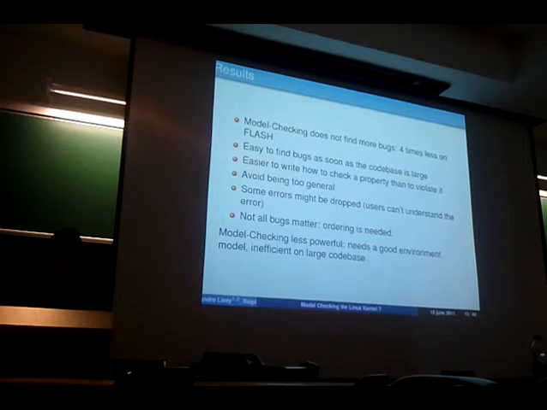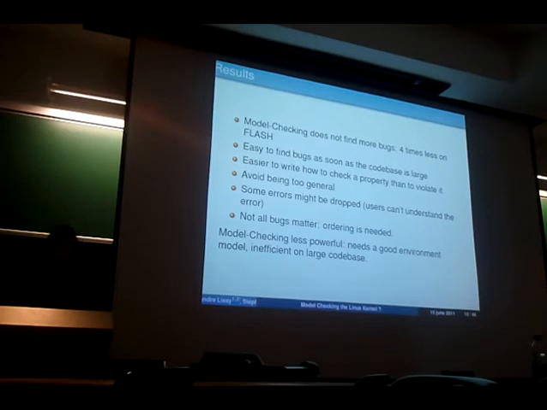And another point is that not all bugs matter the same way. You have to order bugs so that the user can decide what is more important and set fix priorities, defining the bugs to fix as soon as possible. Another point is that model checking is in practice less powerful from this point of view, because it needs a good environment model, and it is inefficient on large projects.